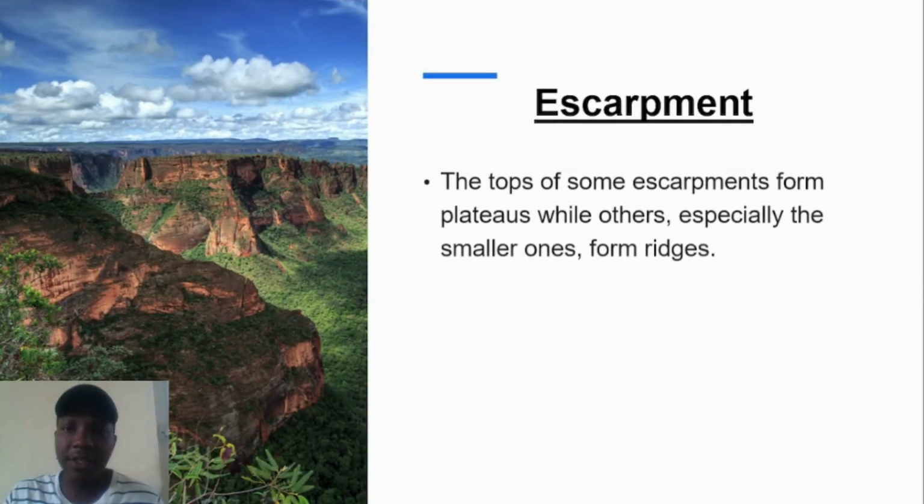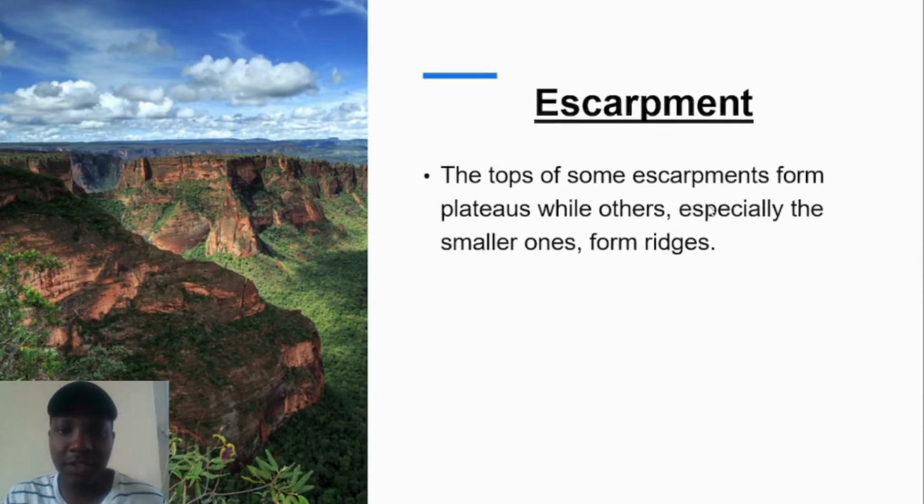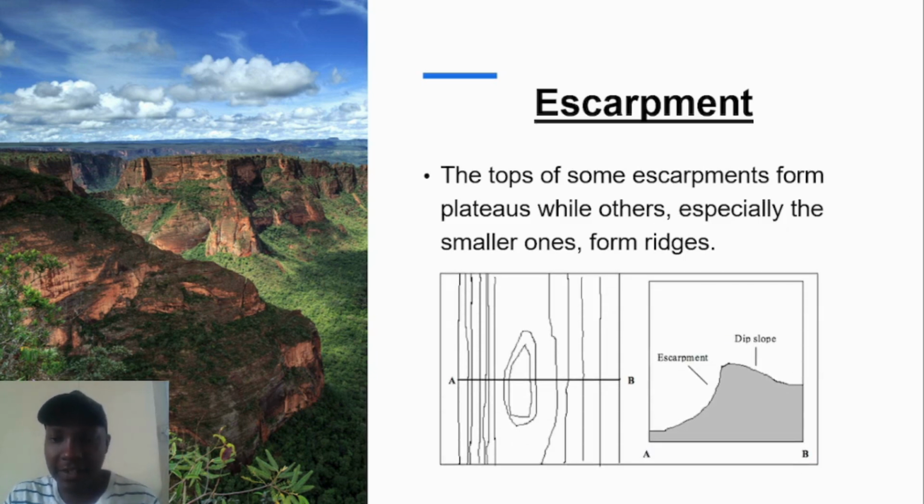Now, the tops of some escarpments form plateaus, while others, especially smaller ones, form various ridges. So the tops of these escarpments can be noticed: some form plateaus, which can be very flat, but some form ridges, especially the smaller ones. The larger ones will tend to form plateaus, while the smaller ones will tend to form ridges. And here is how the escarpments can be shown on the topographical maps.